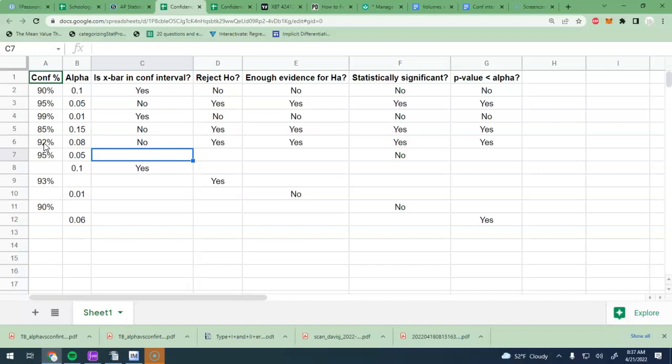So 95%. And what I told you here was it's not statistically significant. The p-value is not less than alpha. There's not enough evidence for HA, so we did not reject H0. And this would be, it is in the confidence interval. So if I had 3 to 10, my x bar would be like 7 or something in between. Is this making sense? Do you see where I'm getting this from?